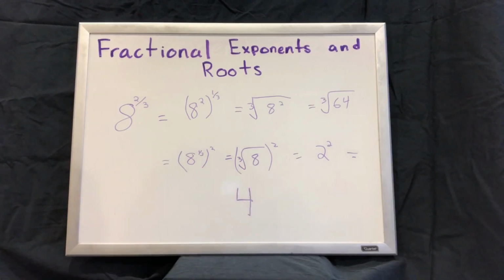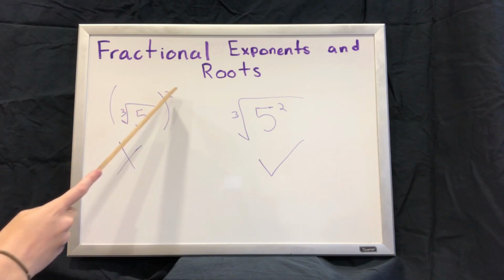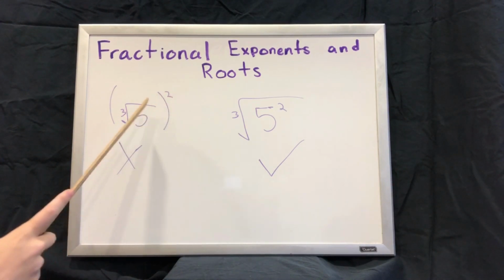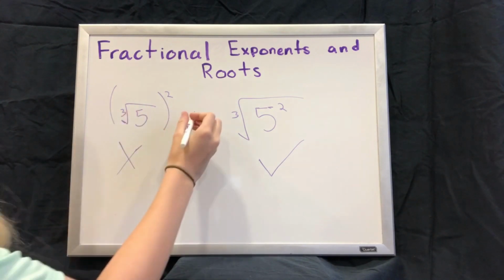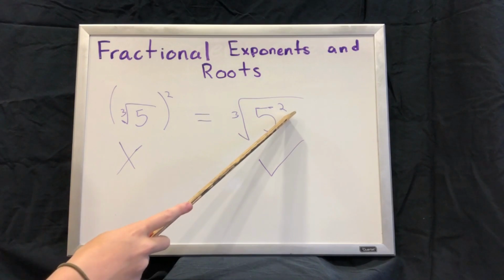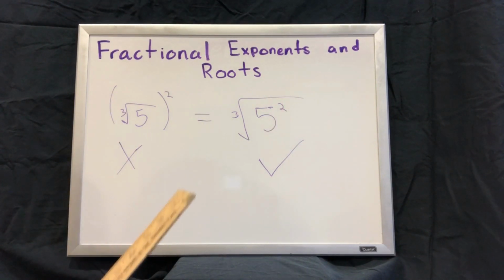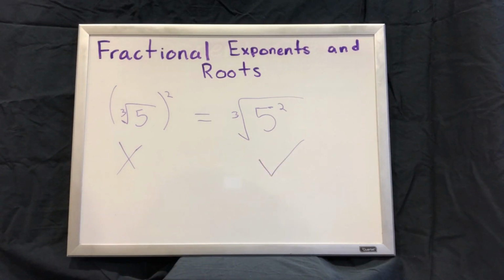And we all know what 2 squared is. 4. When converting fractional exponents into roots, we have the choice of either writing the exponent on the outside of the radical sign or the inside. Now these two expressions are equal to each other. However, arbitrary mathematical notation dictates that we have to put the exponent on the inside. So don't write your answers like this, write your answers like this. There's no real reason for it other than that it's easier to read, and that's what the standard is.